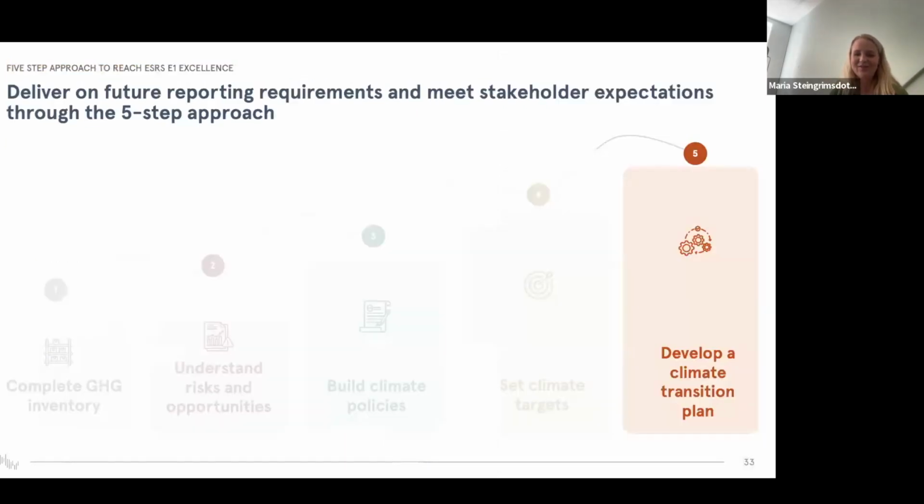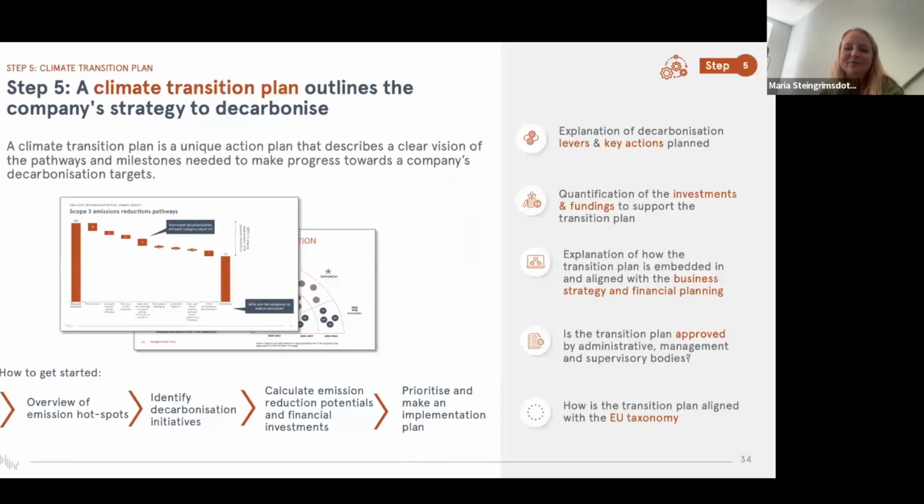And now we have reached the last step, but what I think is clearly the most important step on this journey, and this is the development of the transition plan. The climate transition plan ties in a lot of the before mentioned data points, such as the greenhouse gas emissions and climate targets.